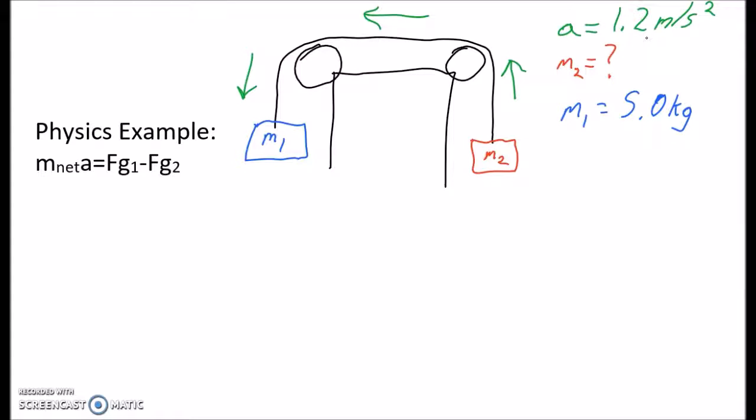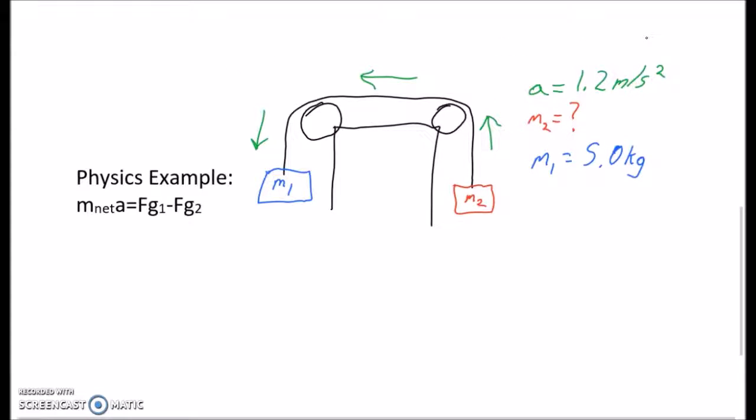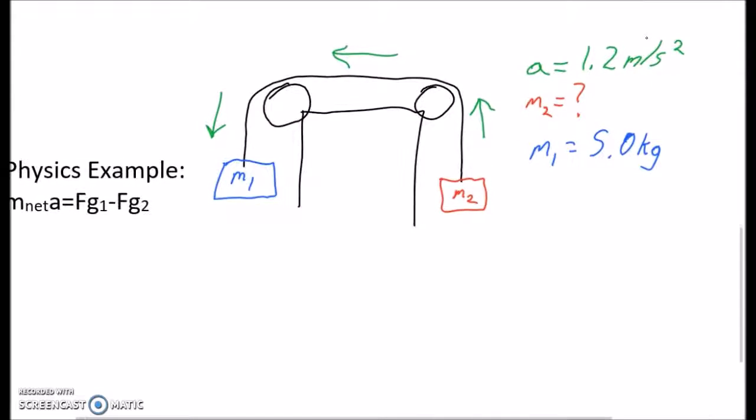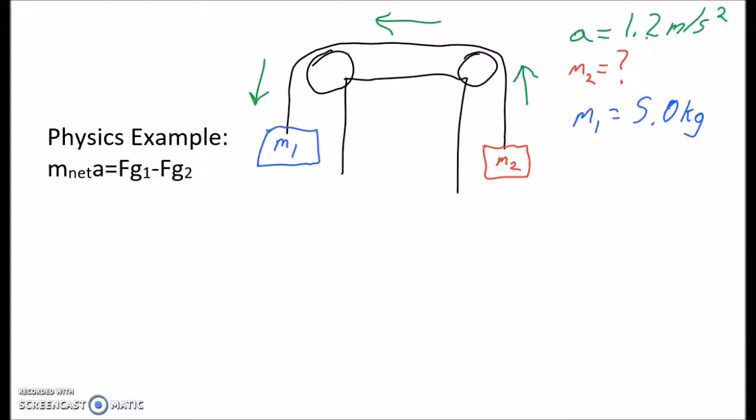A worded question might say something like, mass 1 is 5 kilograms and mass 2 is unknown, and the acceleration is 1.2 meters per second squared. So what is mass 2? Something like that. So you write down what you know, and I'm going to do it in different colored pens just so we keep things clear. Acceleration will be in green, mass 2 in red, mass 1 in blue.